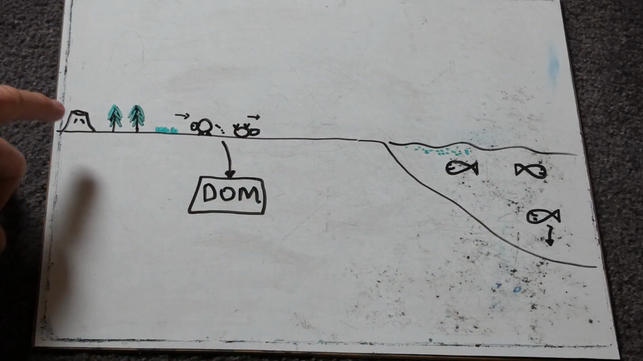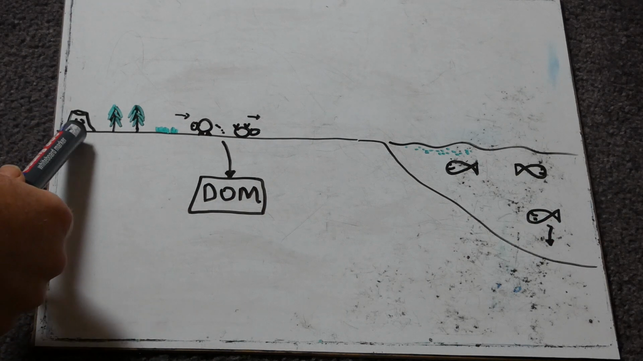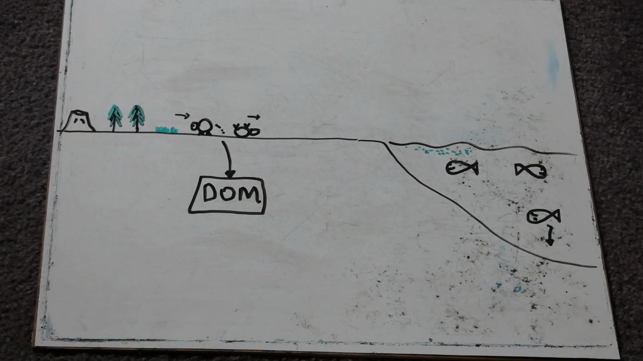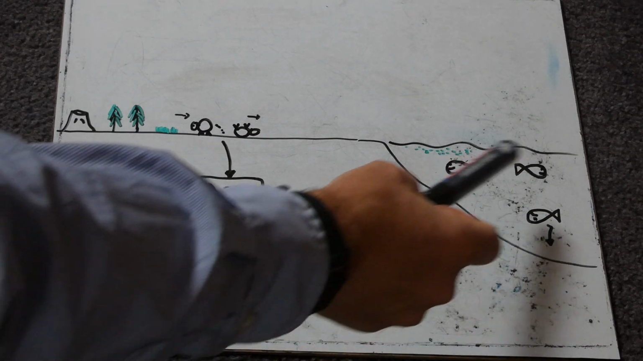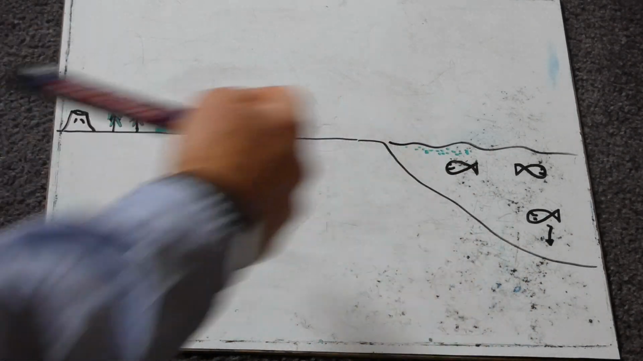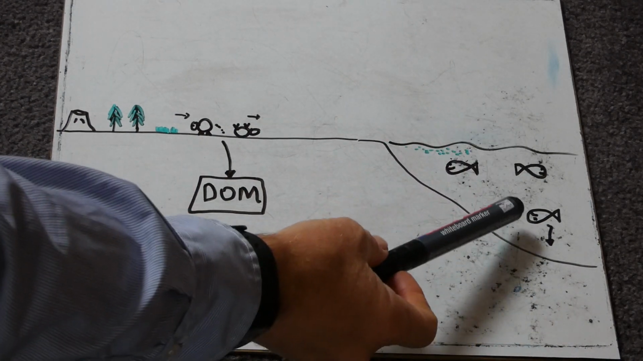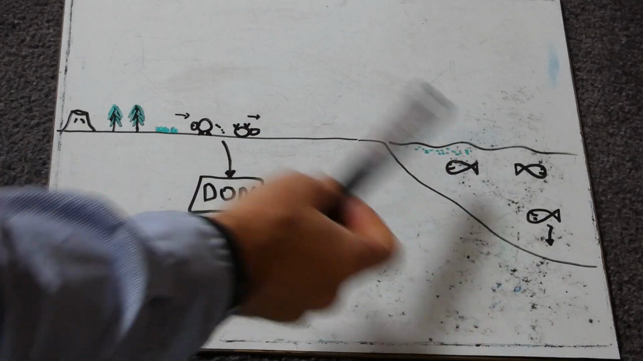So we've got a volcano, hard to believe, but it is a volcano over here. We've got a forest. We've got some kind of food chain happening here. We've got dead organic matter, and we've got some phytoplankton here in the oceans. We've also got some fish, and by the looks of it, some dead fish as well.